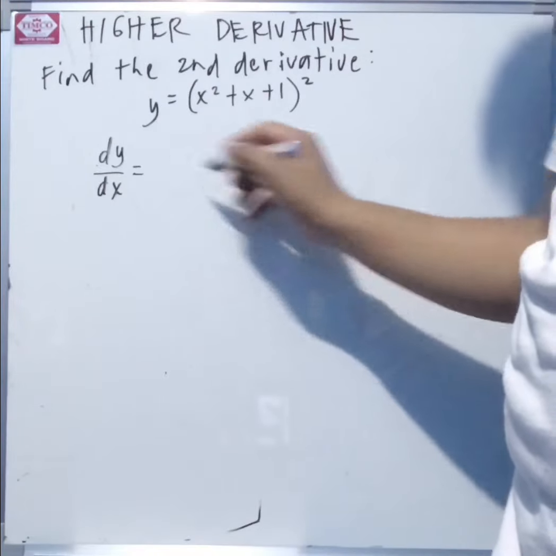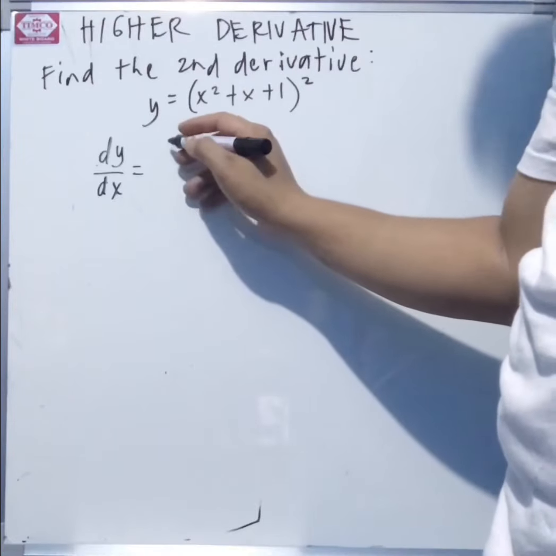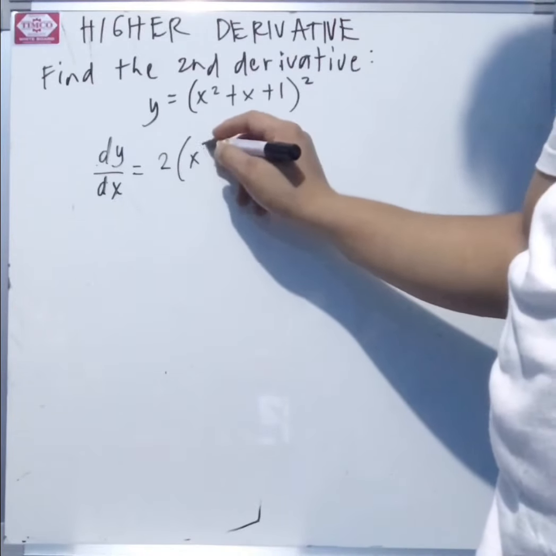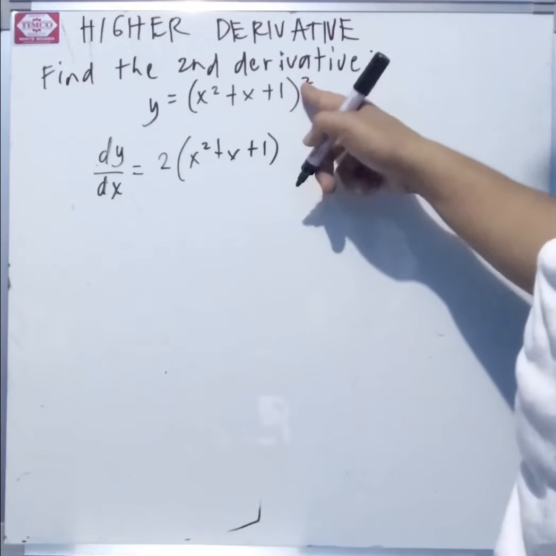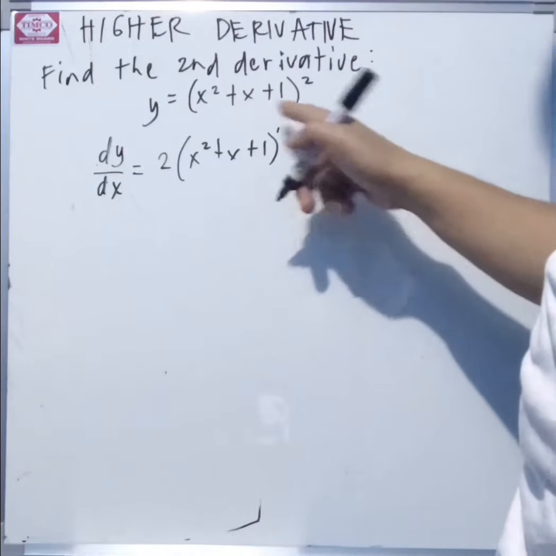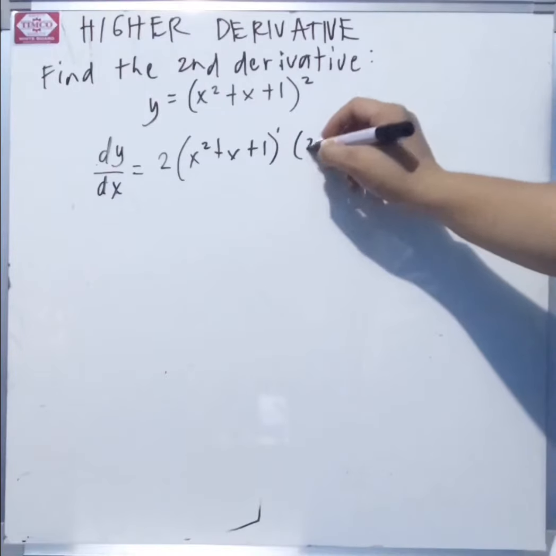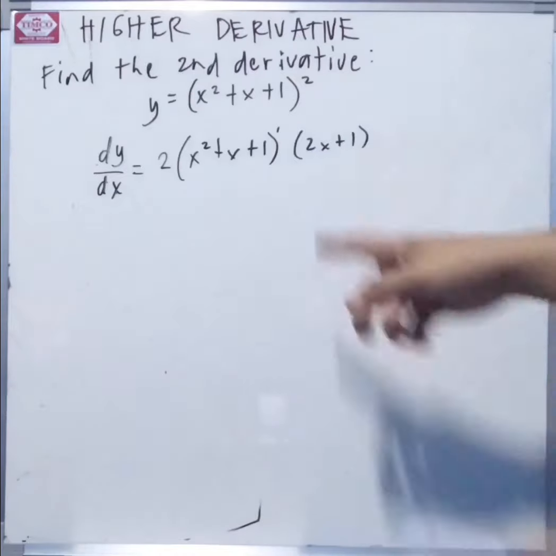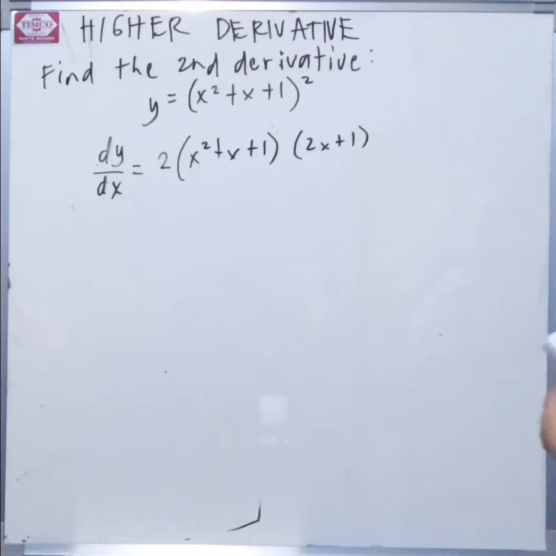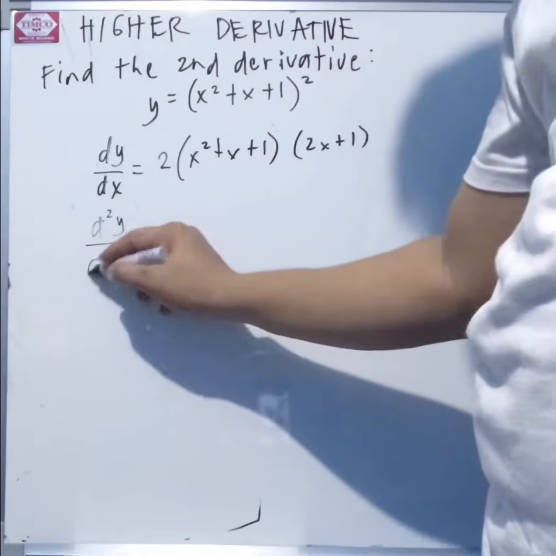dy/dx is equal to, using the general power formula, 2 times (x squared plus x plus 1) raised to n minus 1, so raised to 1, times the derivative of the expression, so times (2x plus 1). So this is the dy/dx. Okay, and then we are going to find the second derivative, d squared y over dx squared.